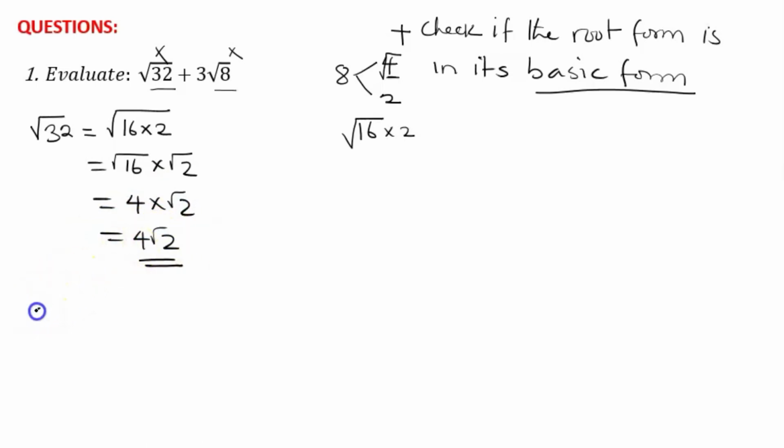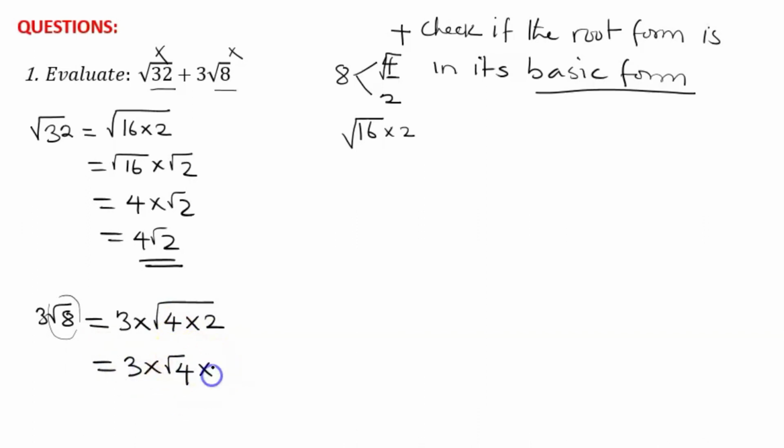Then the other one, which is 3 root 8, you pay attention to the root form, this very root. That's where our attention should be focused. So 3 is multiplying that, and this is 4 times 2, so we are going to have 3 times root 4 multiplied by root 2. If this is done properly, we are going to have 3 multiplied by 2 multiplied by root 2. So what's going to be the answer? We are going to have 6 root 2.